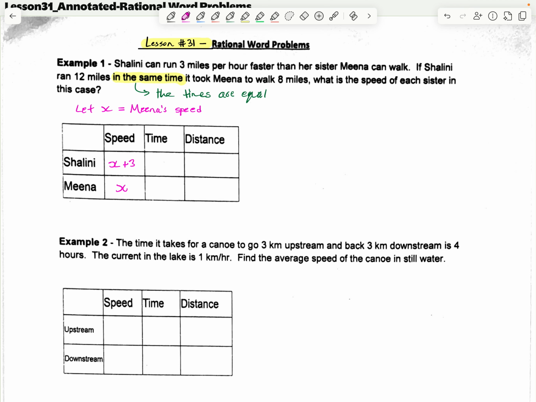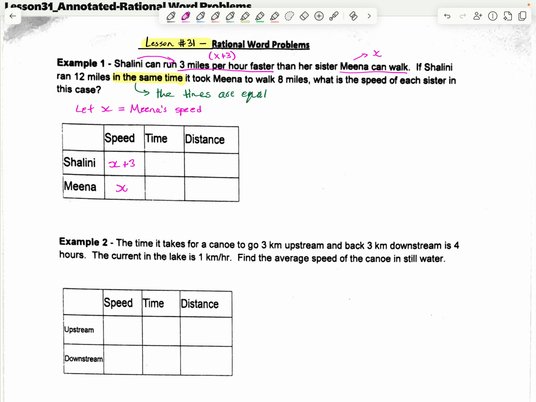3, right? According to the problem, Shalini can run 3 miles per hour faster than Mina can walk. So Mina's slower, I'll call her x, and then Shalini is going to be x plus 3. I hope that makes sense, where x is the speed here, okay? Nice. So now let's use our formula.